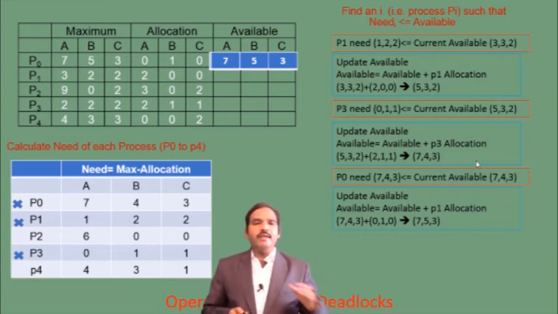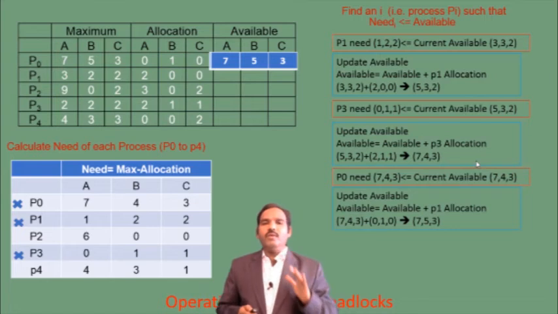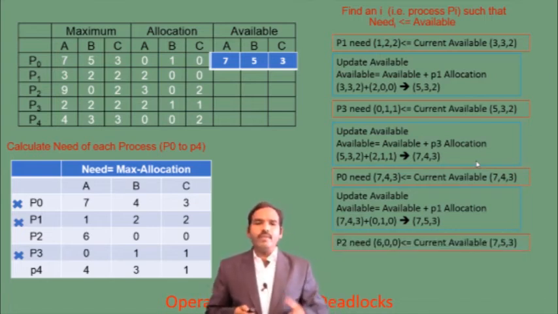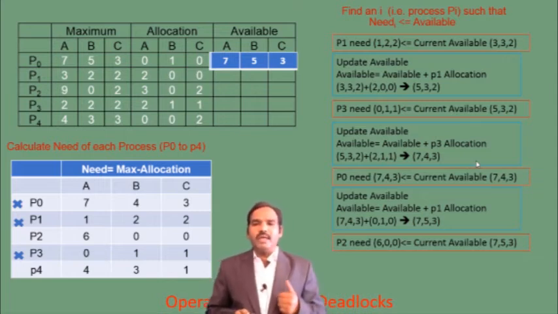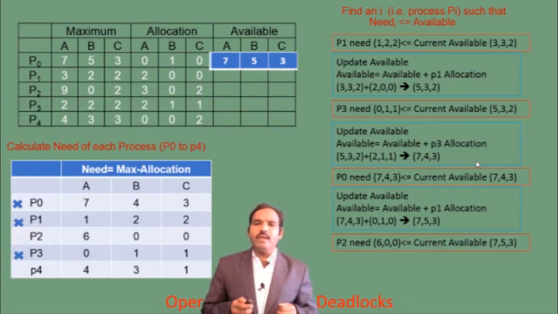Now again we are coming from the beginning. P0 is not there, P1 is not there. Now P2 and P4, again you compare with P2. What is the P2 need? P2 need is 6, 0, 0. If 6, 0, 0 is less than or equal to the current availability, what is the current availability? 7, 4, 3. So 7, 4, 3 is the current availability.